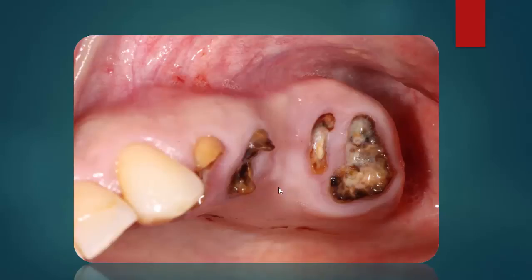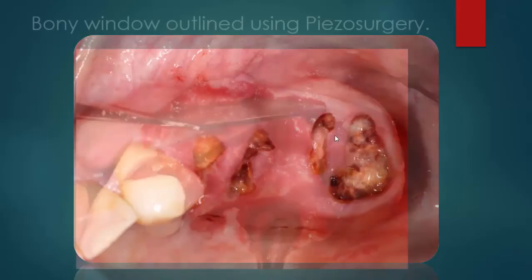And this is a preoperative clinical photo. We notice that we have a remaining root of the molar and two premolars, and a missing first molar. This is number 12, 13, missing 14, and then a remaining root number 15.